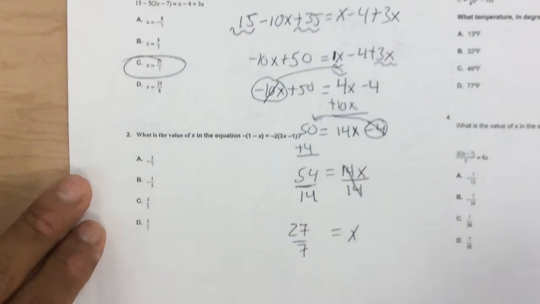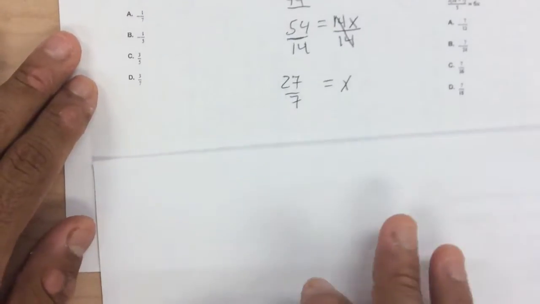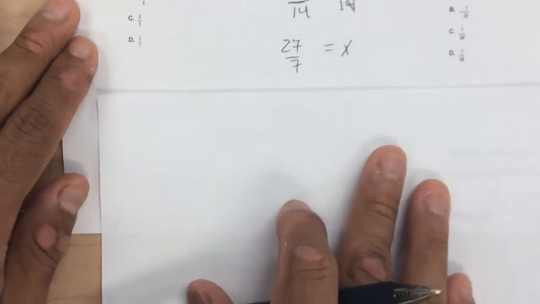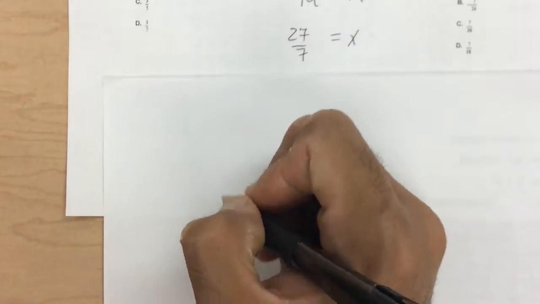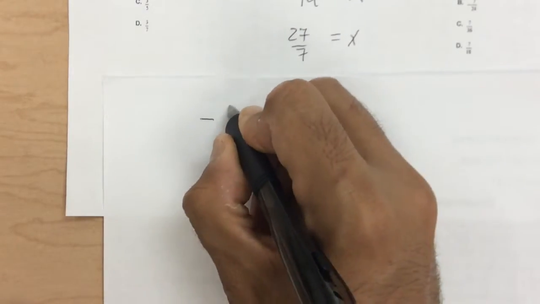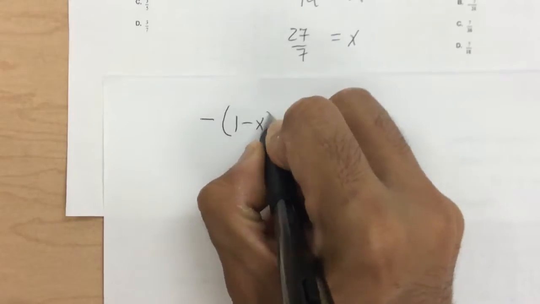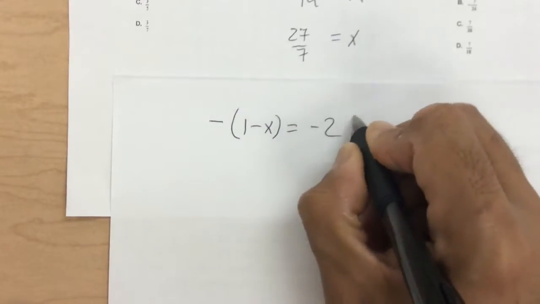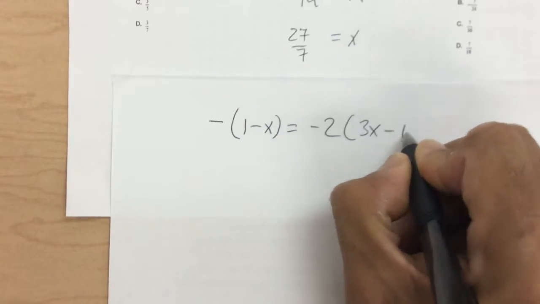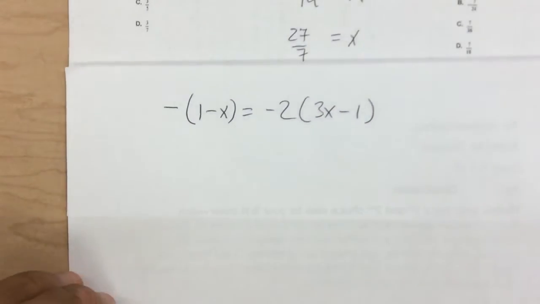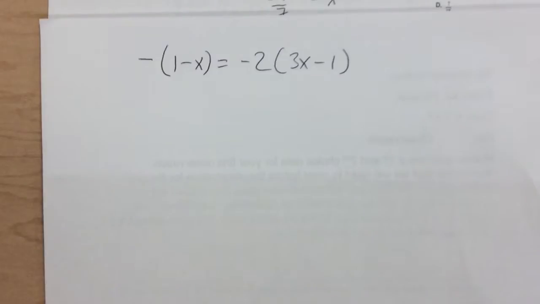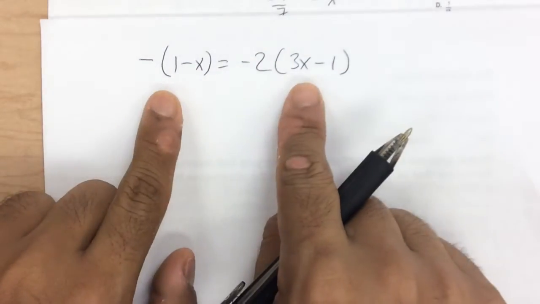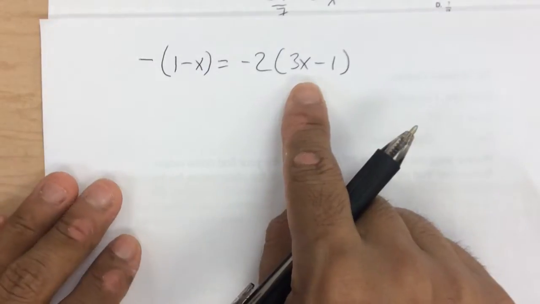Now, because I ran out of space, I'm going to rewrite problem number 2 on a separate sheet of paper, okay? So problem number 2 says, what is the value of x in the equation negative times 1 minus x equals negative 2 times 3x minus 1? Okay, so there's my problem. So let's see if we can solve it using the steps. Step 1, parentheses. If there's parentheses, get rid of them. This time we do have 2 sets of parentheses, so we're going to have to apply them twice.